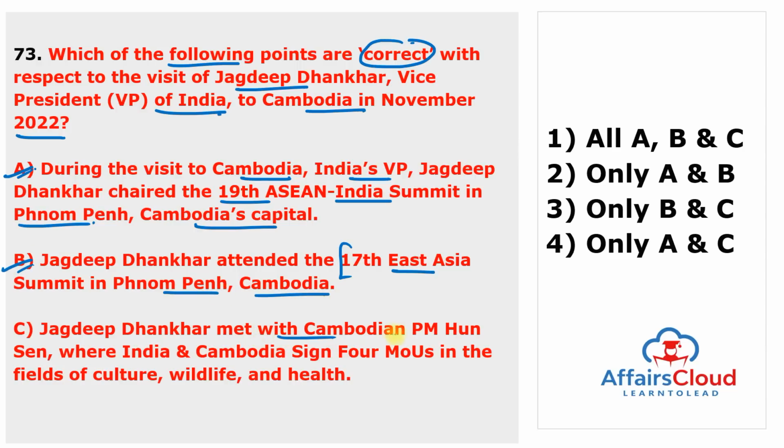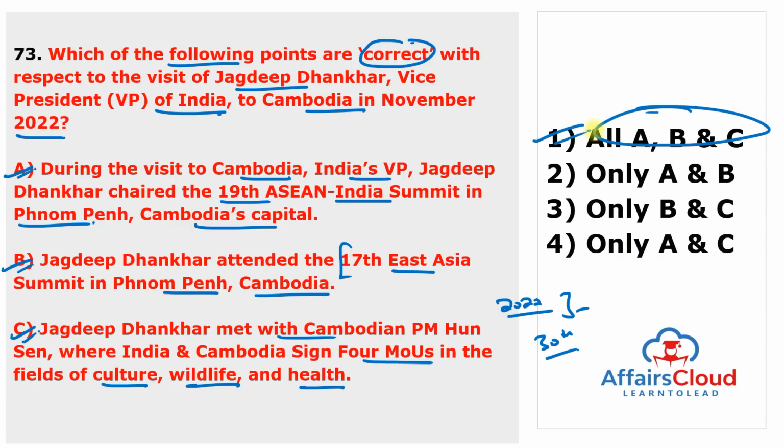Jagdeep Dhankhar met with the Cambodian Prime Minister Hun Sen, where India and Cambodia signed 4 memorandums of understanding in the field of culture, wildlife and health. So this statement is also true. And the year 2022 has also been designated as the ASEAN India Friendship Year, as ASEAN and India celebrated 30 years of friendship. So all the statements are correct. So answer of this question is all A, B, C.